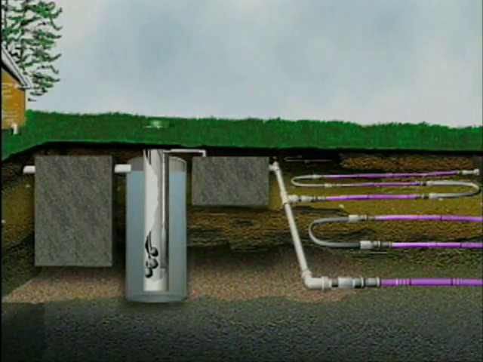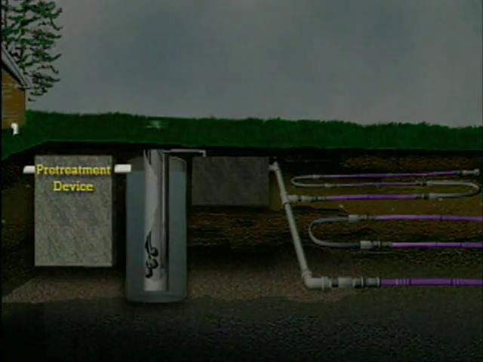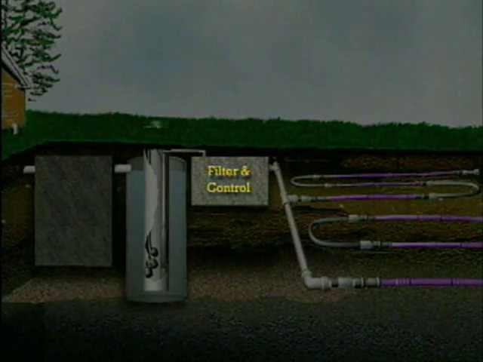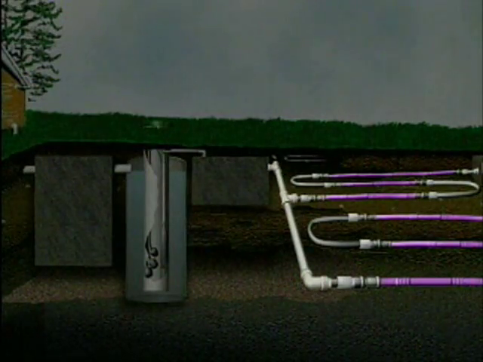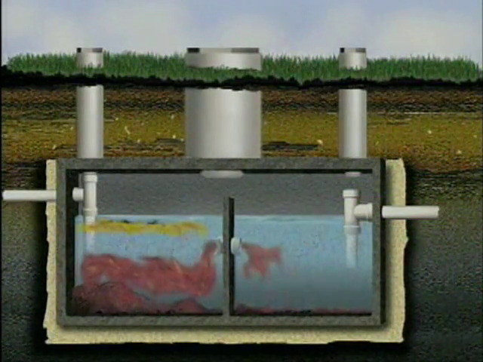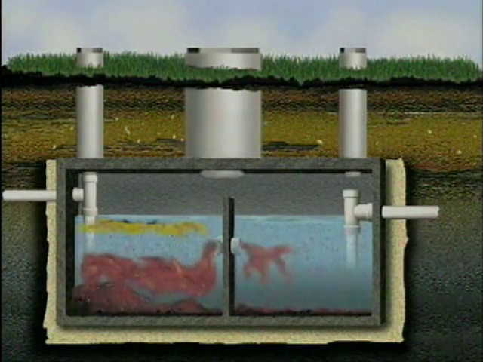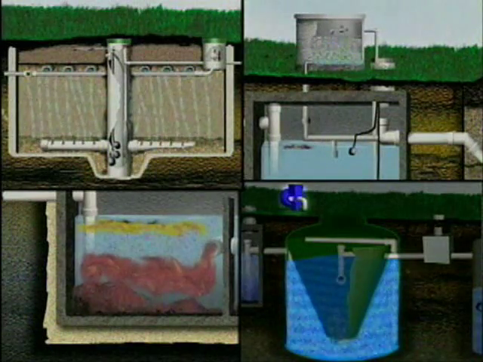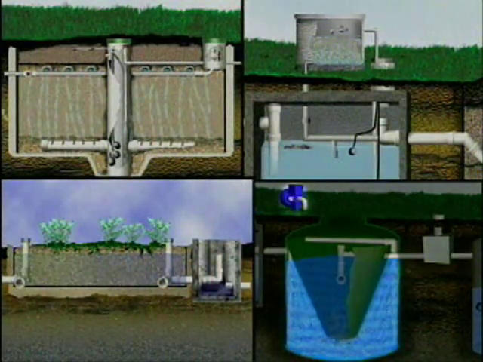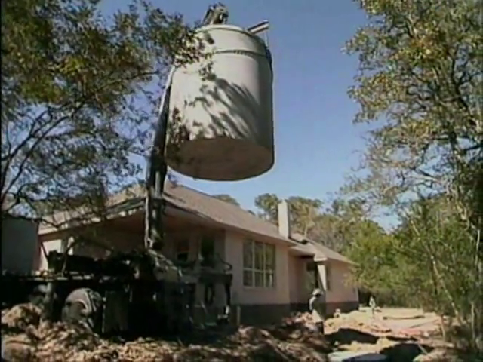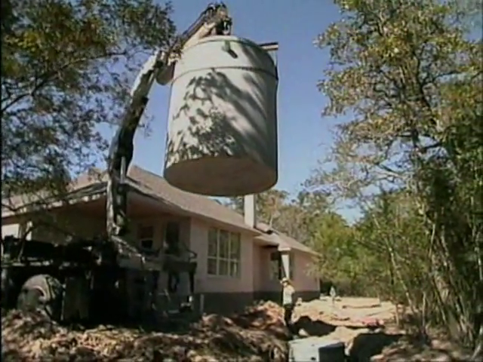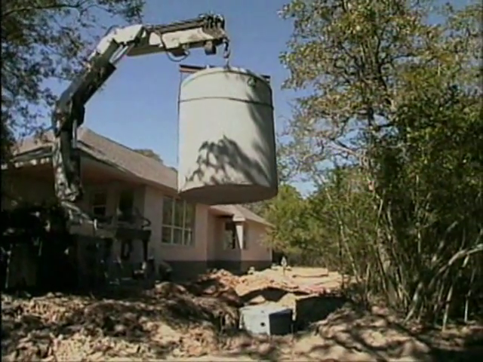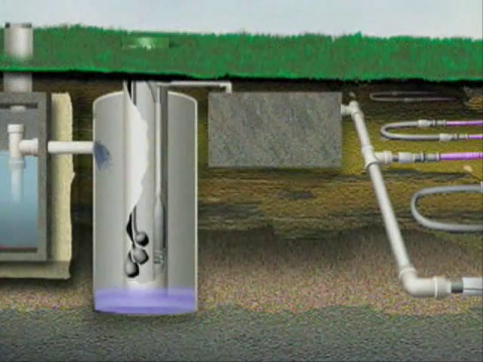Subsurface drip systems generally consist of 5 components: a pre-treatment device, pump tank, filtering device, control system, and drip dispersal system. Several pre-treatment devices are available, including septic tanks, aerobic treatment units, sand filters, recirculating media filters, and constructed wetlands. Each of these options will result in a different level of wastewater treatment. The amount of treatment in this phase will directly affect the requirements and selection of the remaining components.